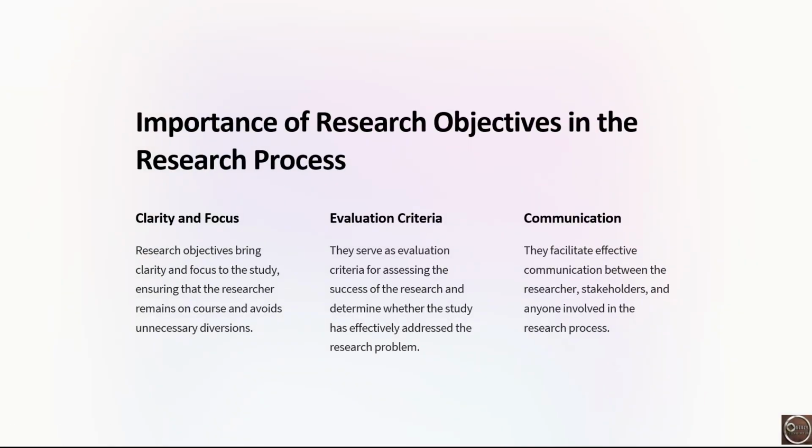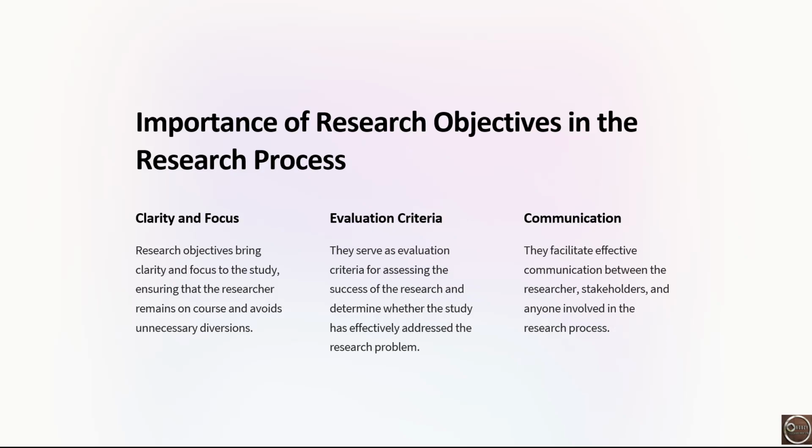So, let us look at the importance of the research objectives in the research process. Writing a research paper is a process. It's not something you just wake up one day and finish. It's a process. So why do we need research objectives in the whole of the research process? Number one, they provide clarity and focus. What does that mean? The research objectives will bring clarity and focus to the study, ensuring that the researcher remains on course and avoids any unnecessary deviations or diversions. When you write the objectives, you will stick to those objectives and you will not deviate from them. So they kind of regulate you from meandering, from diverting from the main focus.